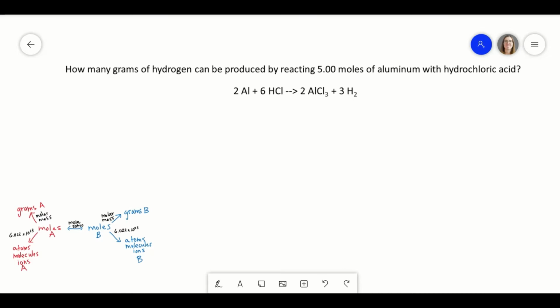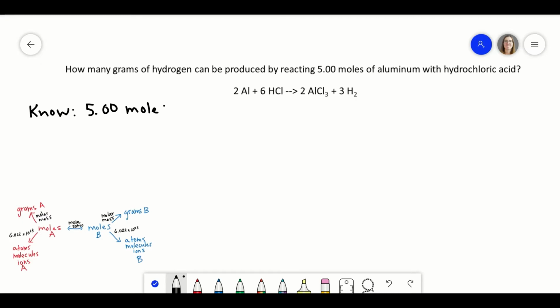Once we've established that, we can start writing down what we know. If you don't know where to start with a problem, sometimes just writing what's given or what you know based on the question can be really helpful. Obviously we know the balanced chemical reaction, but we also know that we're reacting 5.00 moles of aluminum. Those are the two pieces that are given to us, the moles of aluminum and the balanced equation.